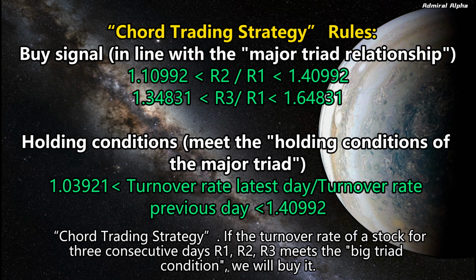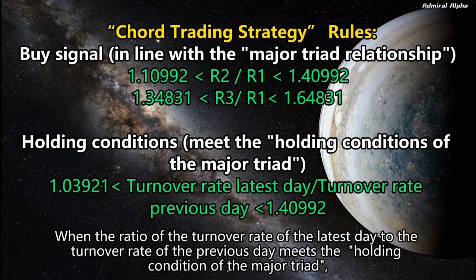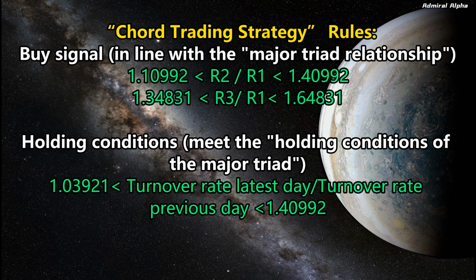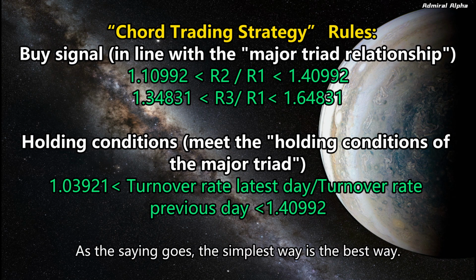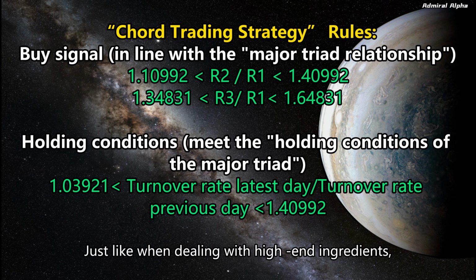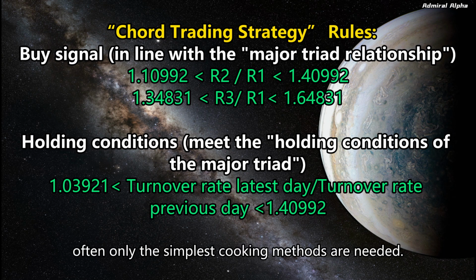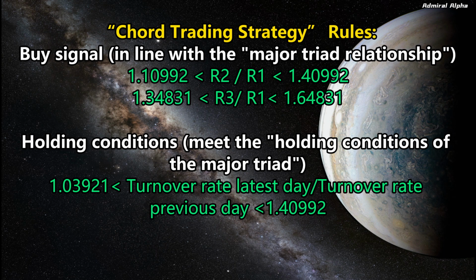If the turnover rate of a stock for 3 consecutive days R1, R2, R3 meets the big triad condition, we will buy it. When the ratio of the turnover rate of the latest day to the turnover rate of the previous day meets the holding condition of the major triad, hold it, otherwise sell it. The buy and hold conditions are fairly simple. As the saying goes, the simplest way is the best way. Just like when dealing with high-end ingredients, often only the simplest cooking methods are needed.